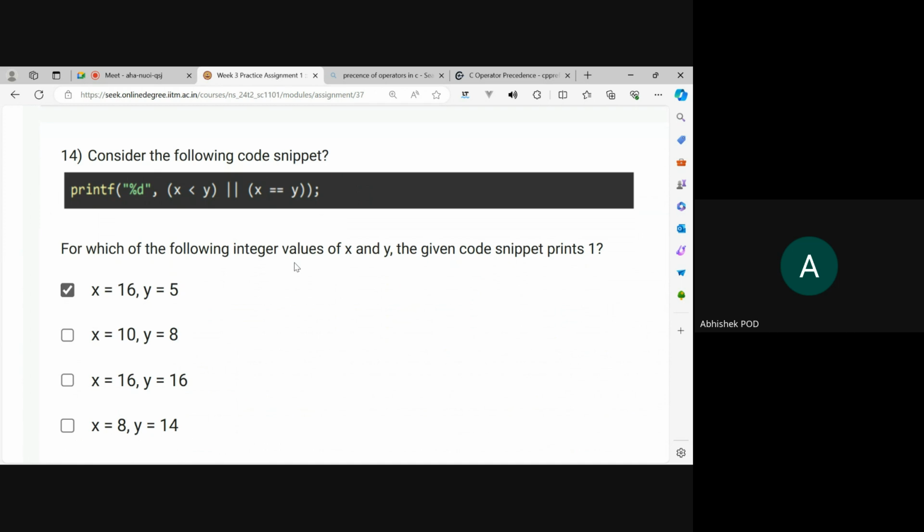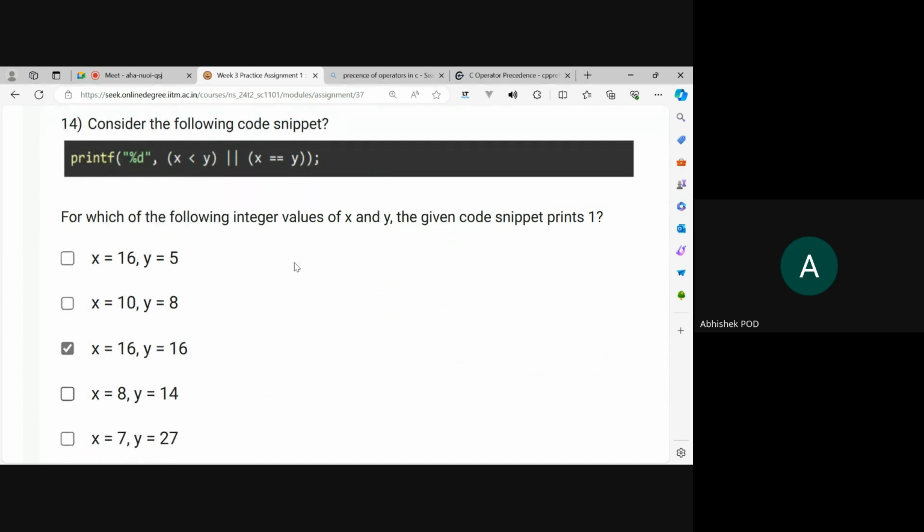Here, x is 16, y is 5. x is not less than y, neither is x equal to y, so this is not the correct option. x is 10, y is 8, incorrect option. x is 16, y is 16. This is a correct option because this condition will be met: x becomes equal to y.